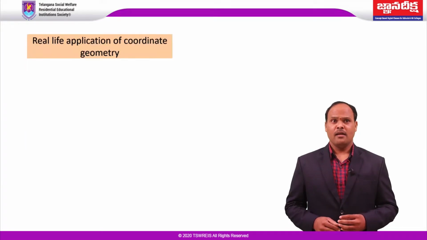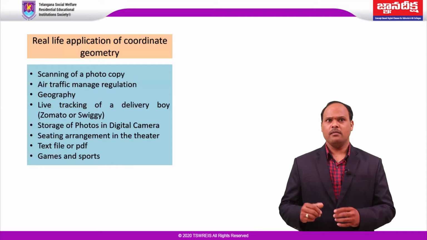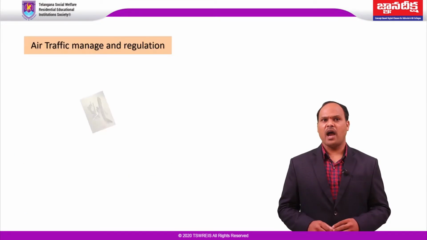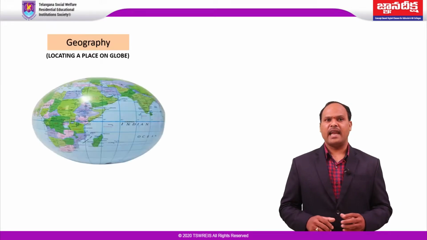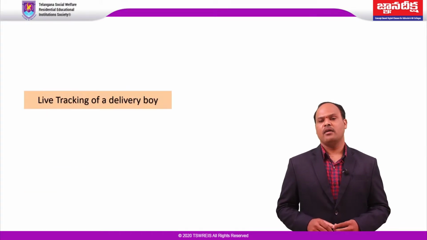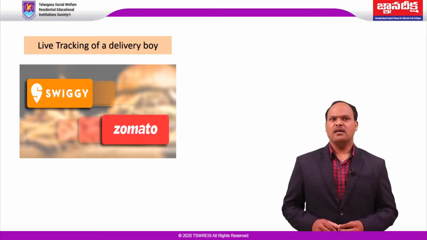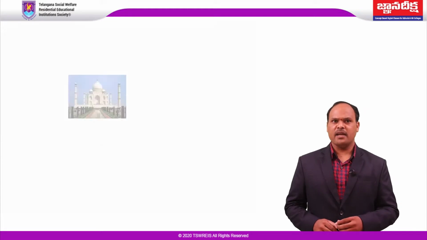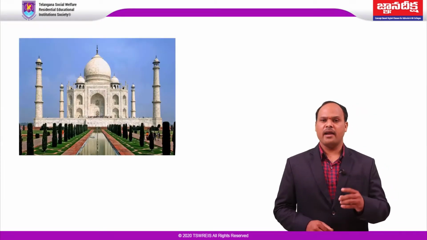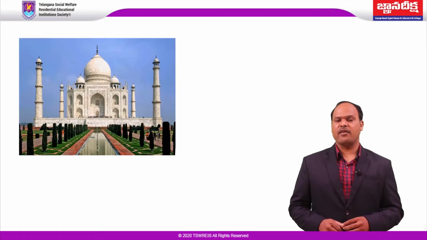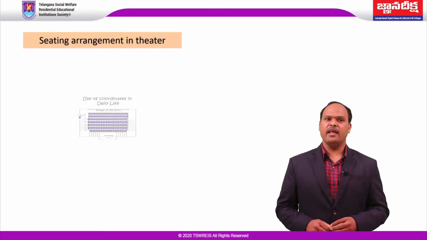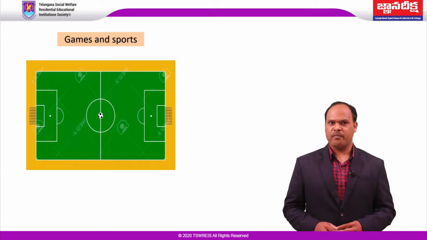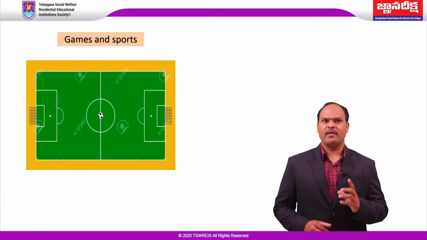The first one, while scanning a photocopy, and air traffic management and regulation, and in geography, and live tracking of a delivery boy, and the fourth one, storage of photos in digital cameras, and seating arrangement in the theaters, and for storage purpose we are using text file or PDF, and finally in games and sports also we are using the coordinate geometry. Let me explain briefly one by one.